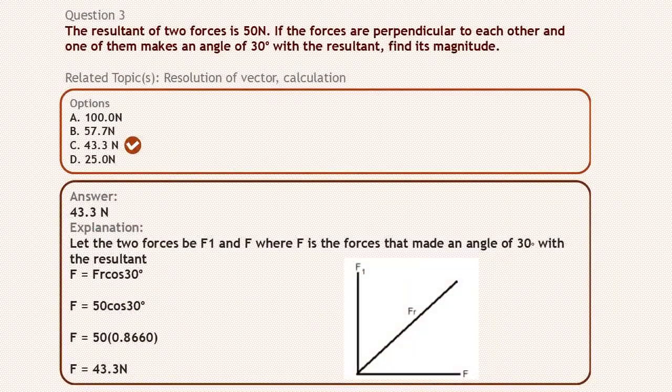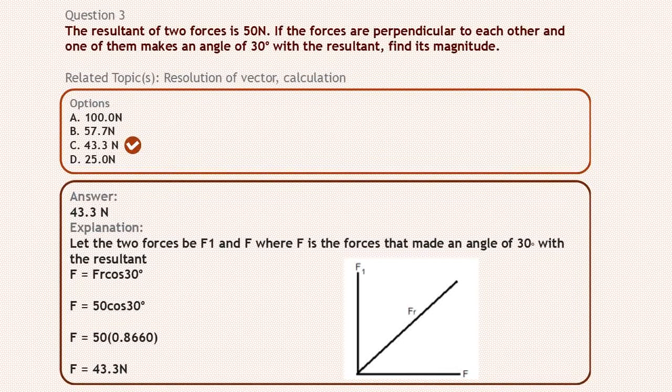Alright, so we're going to draw a diagram here representing those two forces. So you have these forces F1 and F2 that are perpendicular to each other. What that means is that the angle of inclination between them is 90 degrees. This here is going to represent the resultant force. Now we have that one of those forces makes an angle of 30 degrees with the resultant force. Let's say that it is this force F here, and the angle between this force F and the resultant force is 30 degrees. This is not to scale. So let's assume that the angle here is 30 degrees. What we want to calculate is this force F here.